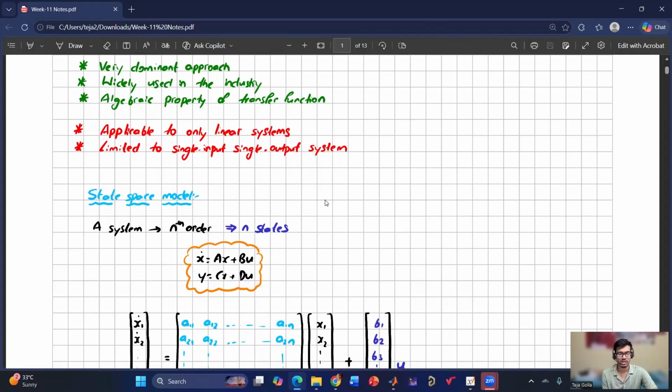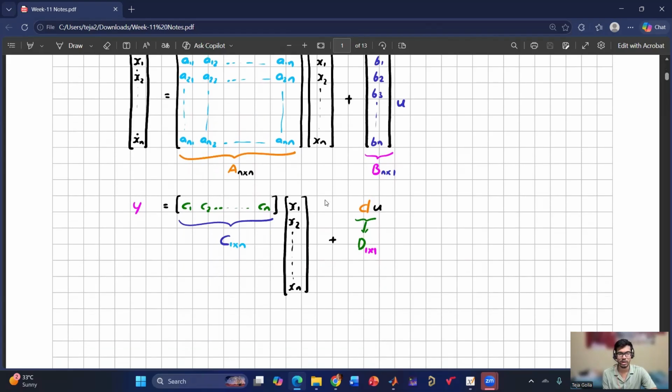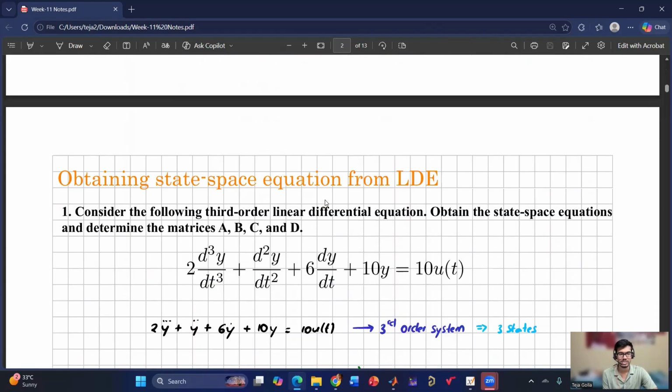Here we defined the generic form of a state space model where x are the states, u is the input, y is the output, and x dot is the rate of change of states. So x dot is equal to Ax plus Bu and y is equal to Cx plus Du. Here we have considered n states, so it's an nth order system, and we have considered a single input, although it is equally applicable for multi-input systems. And we have defined these A, B, C, D matrices.